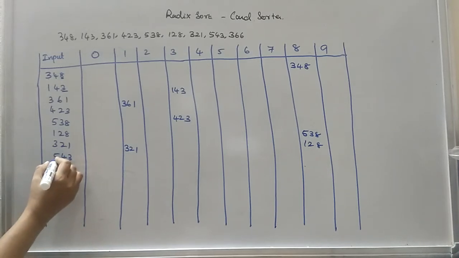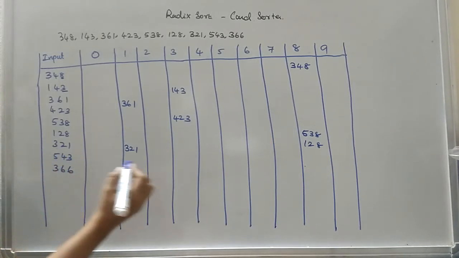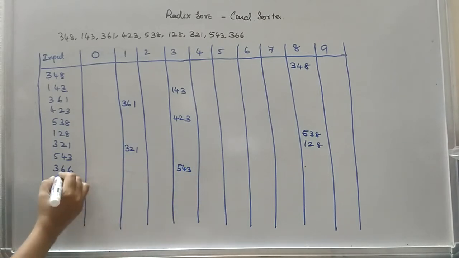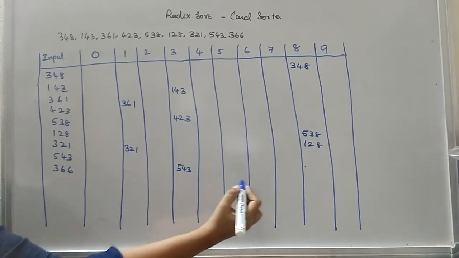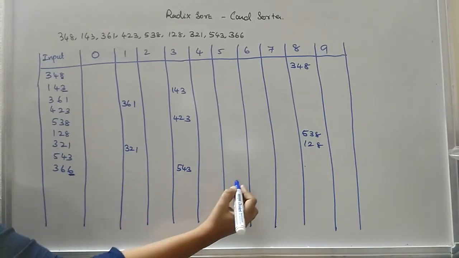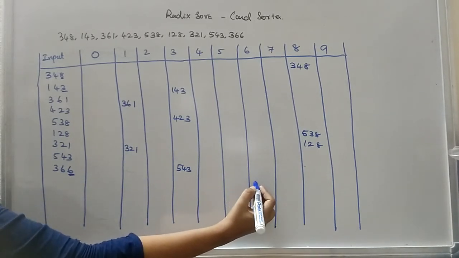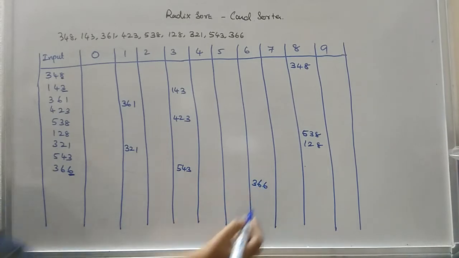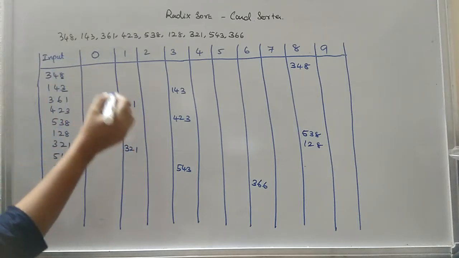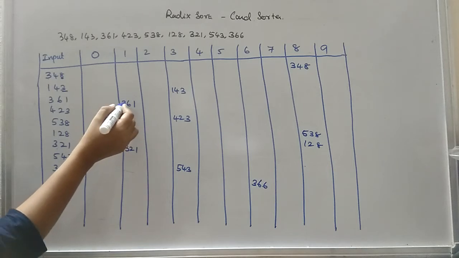Then 543, write it here, then 366. Since the last digit is 6, you have to put it here.